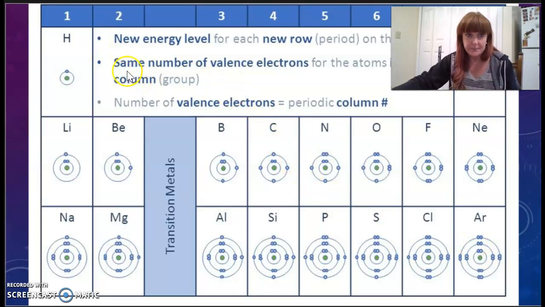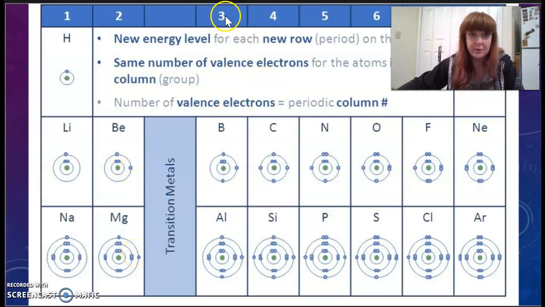The columns, though, if you look at each of these columns and at the outer energy level, column 1 on the periodic table has 1 valence electron in the outer energy level. So everything in column 1, if we look at the outside energy level, only has 1 electron in that outside energy level, 1 valence electron. But if you look at column 2, group 2, there are 2 valence electrons in those outer energy levels.